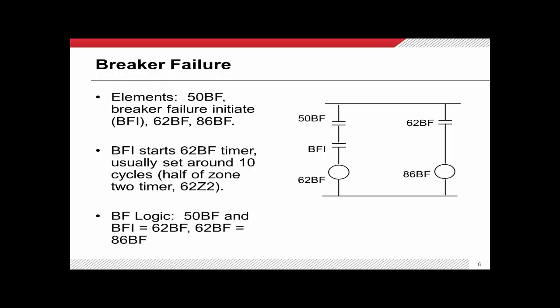Okay, in a Boolean way of looking at this, or Boolean equations, you can summarize this in two simple equations. 50 BF and BFI equals 62 BF, then 62 BF equals 86 BF. If you remember nothing else out of this class, I want you to remember this.